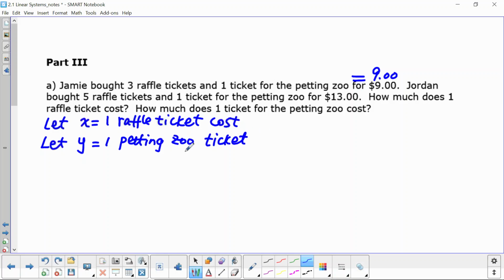How to introduce variables? Just read the question and see what the question is asking you to find. Then most of the time you are going to let x and y equal what the question is asking you to find. And Jordan bought 5 raffle tickets and 1 ticket for the petting zoo for $13. So equals $13. So you have 2 equations. The right side is $9 and $13.